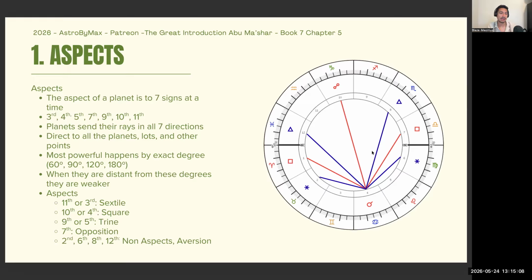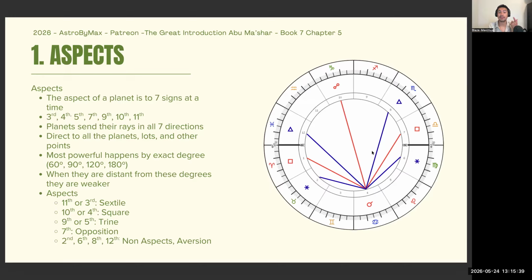So, yeah, the aspects are very important, but the planets are always sending rays into that direction 7 times at a time. But the planets also send their rays to other planets, to the lots, and to other points as well, like the nodes. The planets will always send their rays there. But remember, the nodes, the lots, the ascendant, the midheaven, these points do not send rays back because they are not planets. So it's only the 7 planets who are able to send these rays.